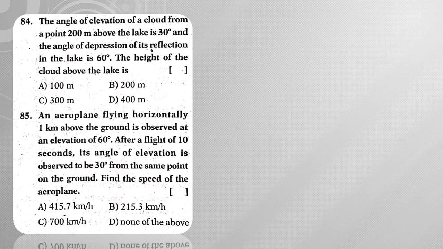Next, the angle of elevation of a cloud from a point 200 meters above the lake is 30 degrees and the angle of depression of its reflection in the lake is 60 degrees. Then the height of the cloud above the lake. Now what is it saying? The angle of elevation of a cloud from a point 200 meters above. So this is my lake. Above this lake I have a particular position, which is 200 meters high. From this particular point I am observing a cloud here.